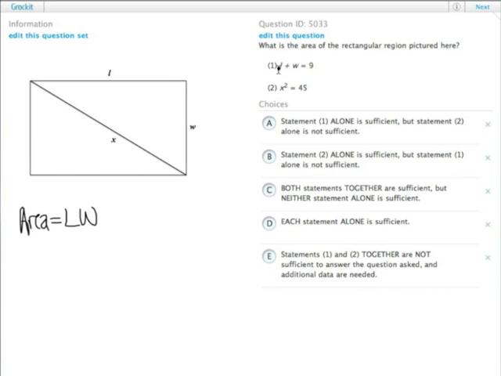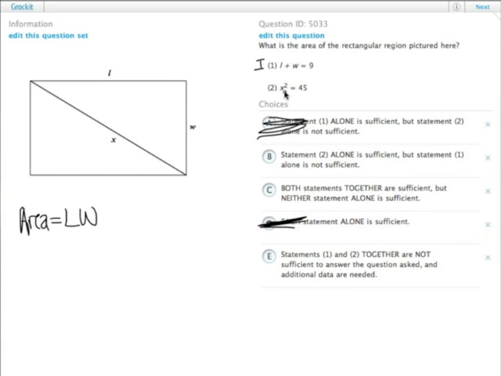Statement 1 gives us L plus W equals 9. As tempting as that would be, this ends up being a single linear equation for two variables, because there's no way that we can actually get from L plus W to L times W through algebraic trickery. So we can't get from here to here without some additional information. So statement 1 on its own will be insufficient. It's not going to be A or D.